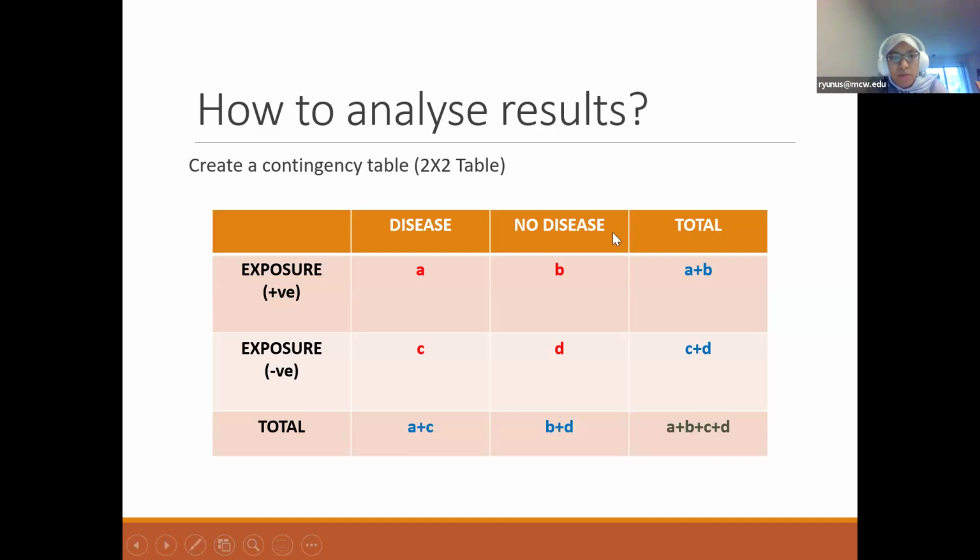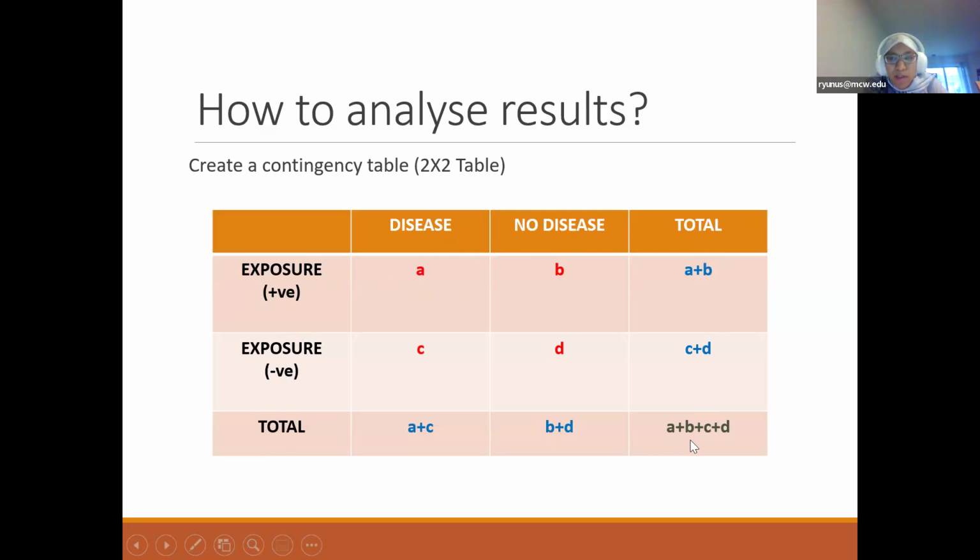And as you can see here, 2x2 means the first two rows are exposure and non-exposure. That means people with risk factor and people without risk factor. And then you construct two columns. The first column is those with outcome, and then without outcome, disease and no disease. And then on the last row and the last column, you calculate the total.